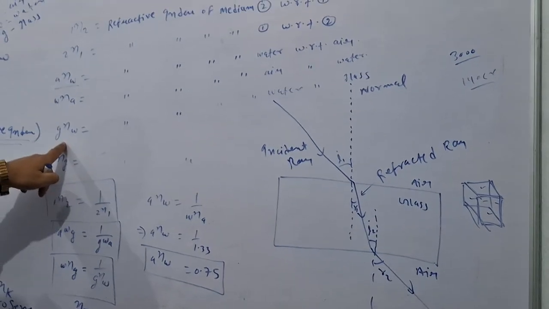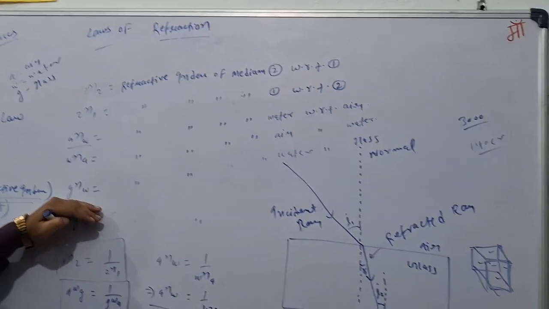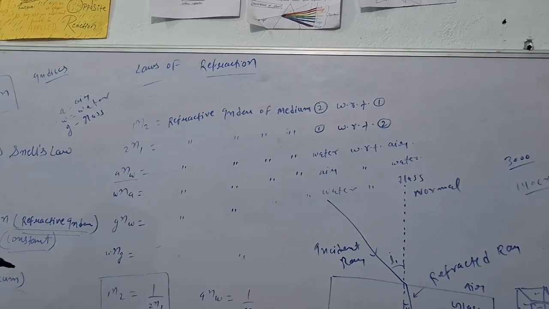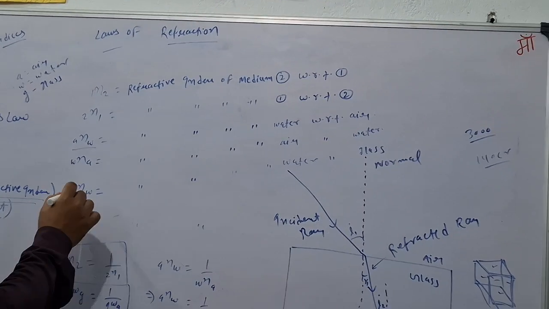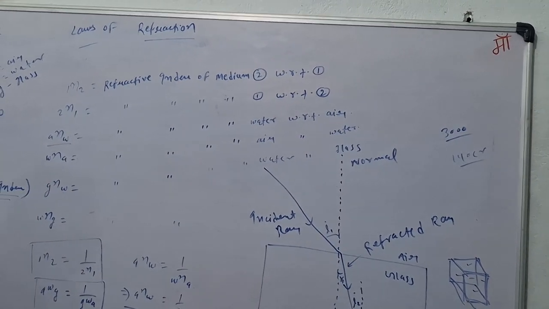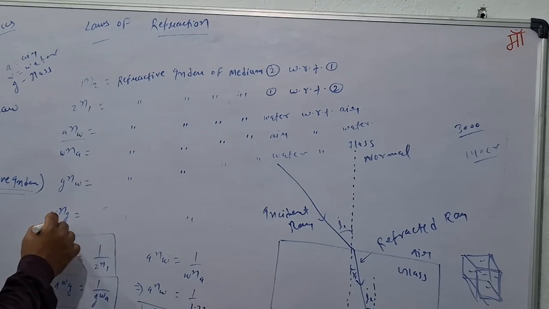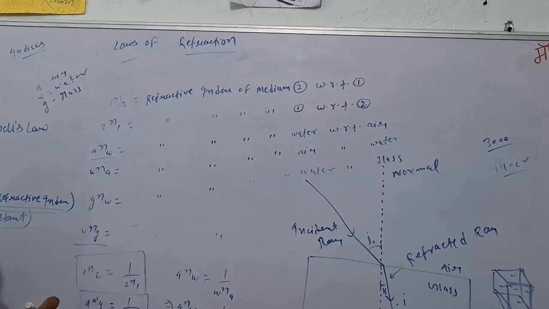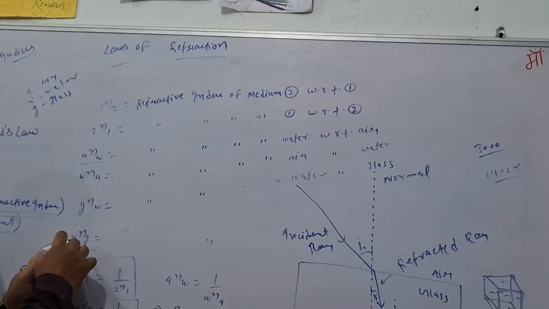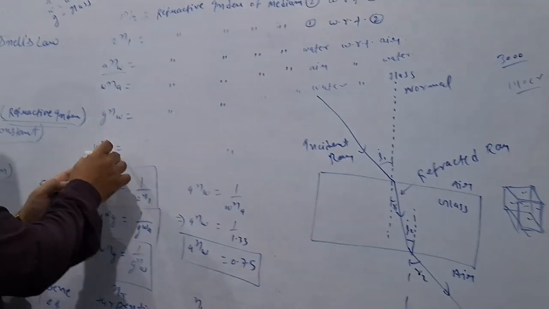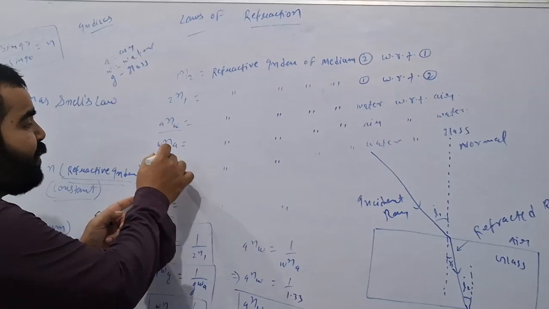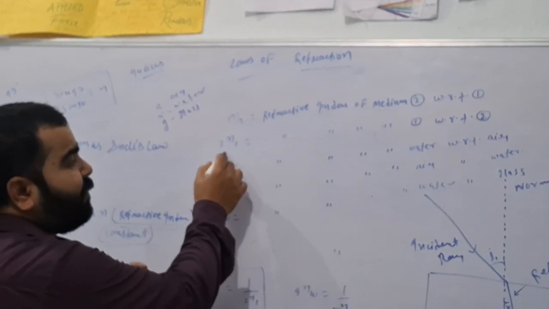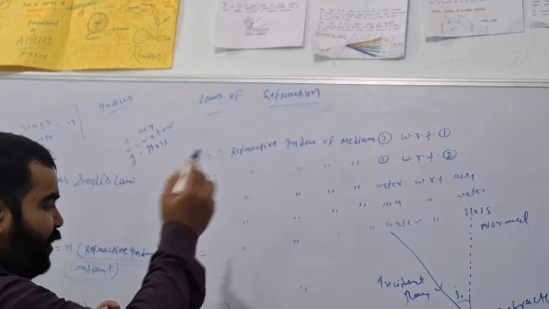Okay, now what is this? Ayushi, tell me, what is this? Refractive index of water with respect to? Glass. And what is this one? Refractive index of glass with respect to water. And in this case light is traveling from which medium to which medium? Water to glass. And this one? Glass to water. This one? Water to air. This one, air to water. This one? 2 to 1. 1 to 2. 1 to 2.